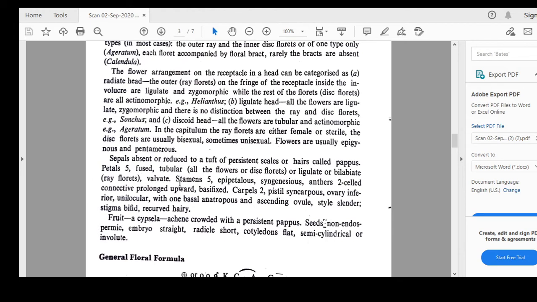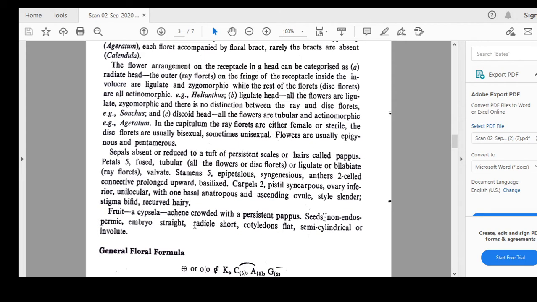Petals 5, fused, tubular in all the flowers or disc florets, or ligulate or bilabiate in ray florets. Aestivation is valvate. Stamens 5, epipetalous, syngenesious. Anthers 2-celled, connective prolonged upward, basifixed. Carpels 2, ovary inferior, unilocular, with one basal anatropous and ascending ovule. Style slender, stigma bifid, recurved and hairy. Fruit a cypsela, achene crowned with a persistent pappus. Seeds non-endospermic, embryo straight, radicle short, cotyledons flat, semicylindrical or involute.